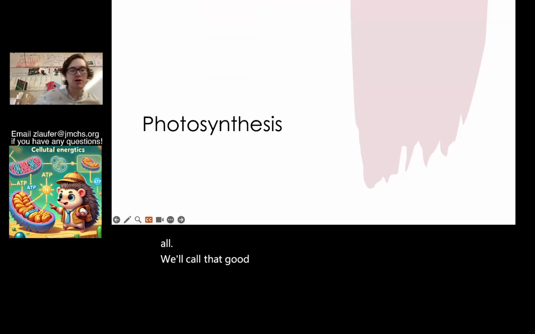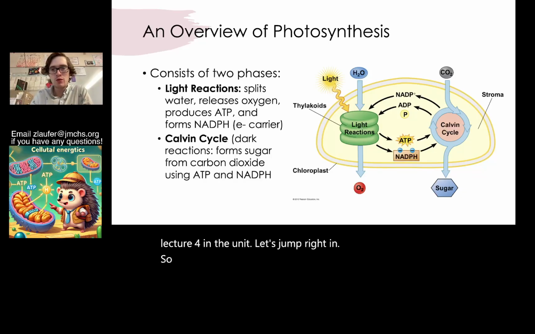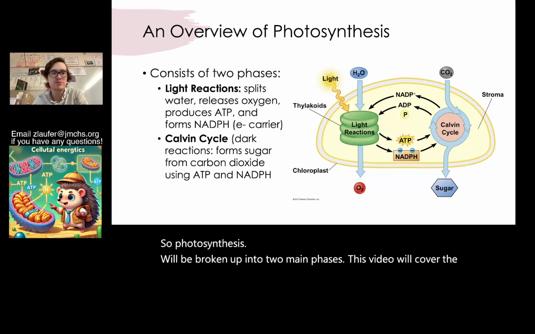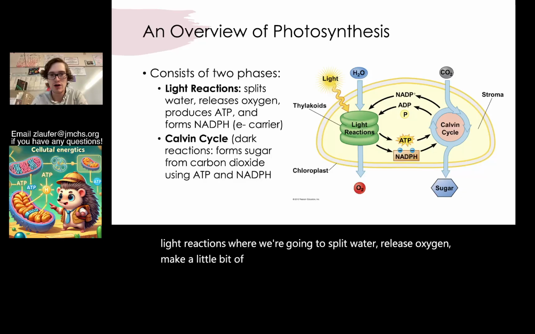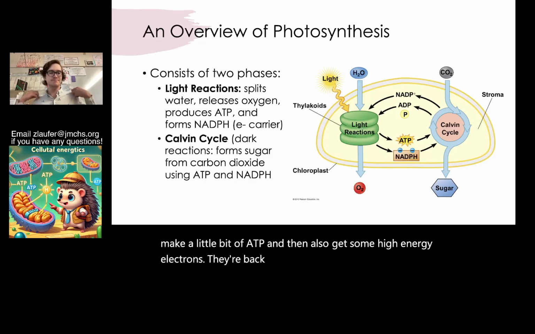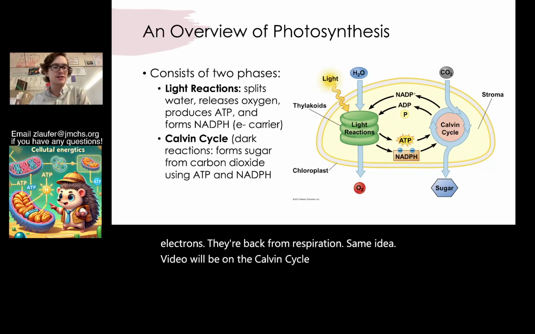Photosynthesis part 1. This should be lecture 4 in the unit. Let's jump right in. So, photosynthesis will be broken up into two main phases. This video will cover the light reactions, where we're going to split water, release oxygen, make a little bit of ATP, and then also get some high energy electrons. They're back from respiration. Same idea. And then the next video will be on the Calvin cycle, where the actual sugar gets formed and we do the carbon fixation step.